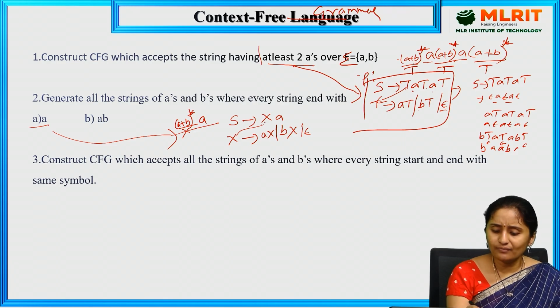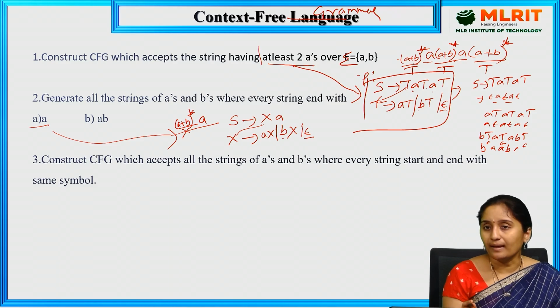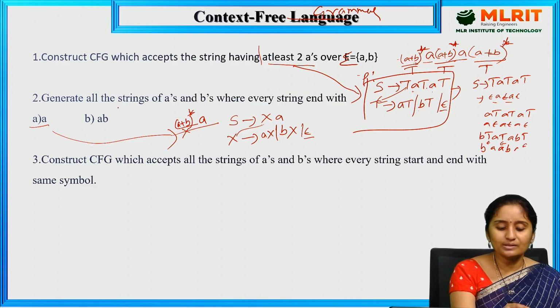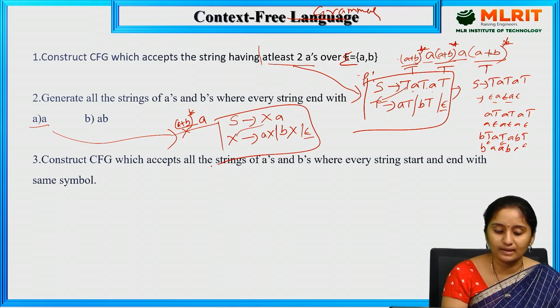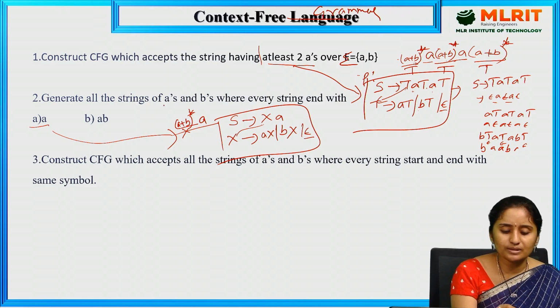See here, it is ending with a single A. X can be replaced with epsilon one time. So I can have two A's, or I can have BA or BBA. Anything we can have. So all the strings are going to be accepted by using this context-free grammar. The next one: generate all the strings of A's and B's where every string ends with AB.